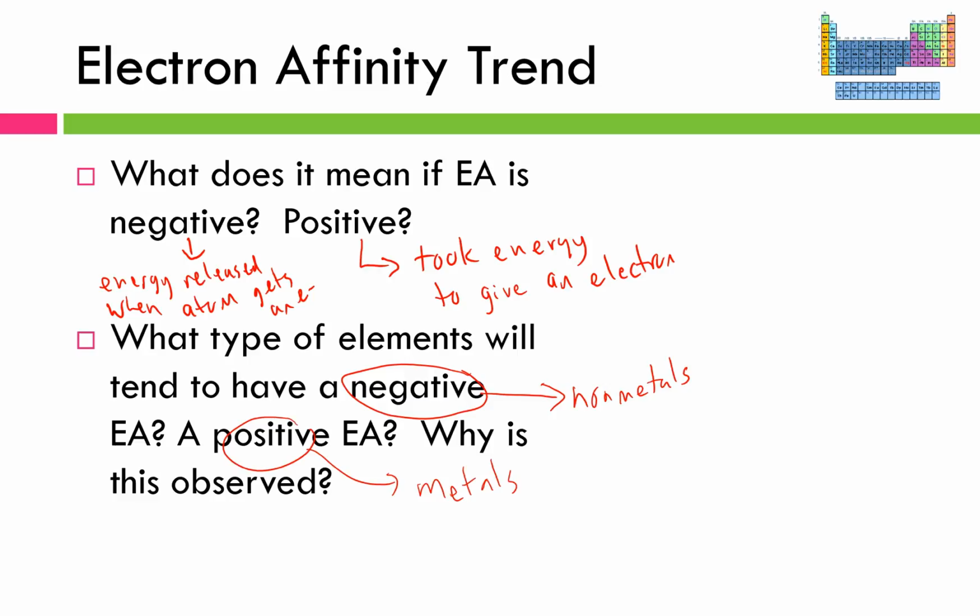And I guess we've kind of tackled this, why is this observed? Metals tend to give away their electrons, nonmetals tend to gain electrons. So if you're trying to force an electron upon a metal, you're making it go against what it usually likes to do. And if you do the same thing with a nonmetal, well, that's exactly what it wants in the first place.